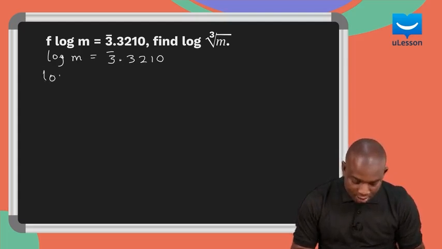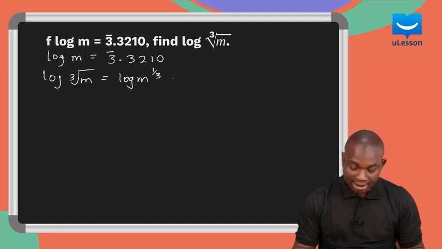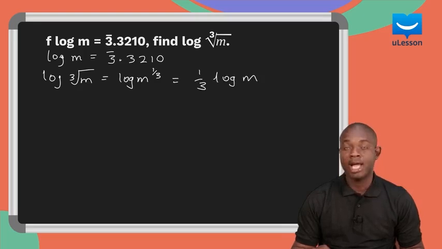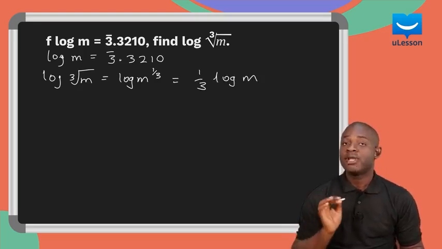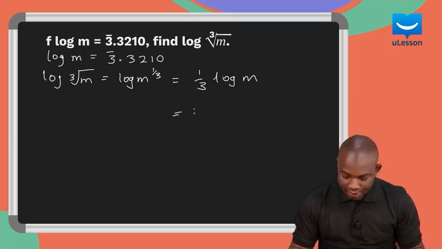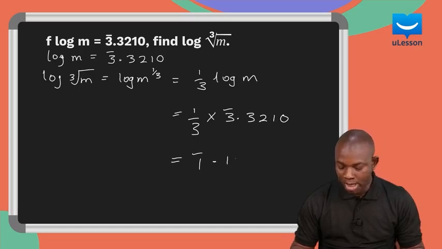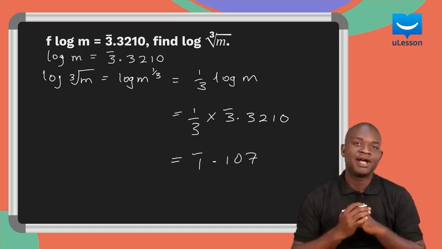Now, the log of the cube root of m is the same thing as log m to the power of 1 over 3. And this is the same thing as 1 over 3 times log m. Now already we have that log m is bar 3.3210. So this becomes 1 over 3 times bar 3.3210. And this gives us bar 1.107 as our final answer.